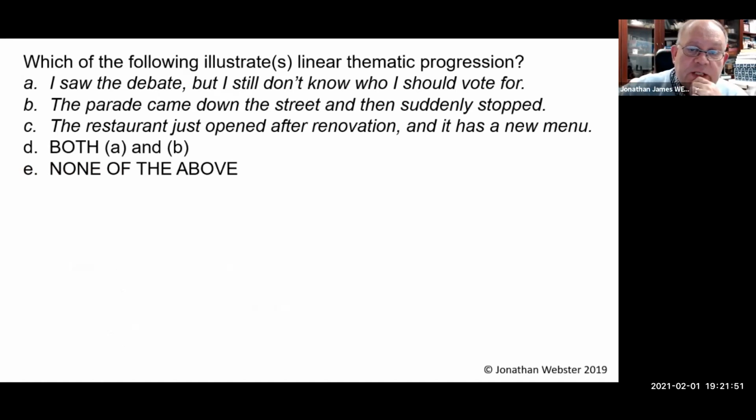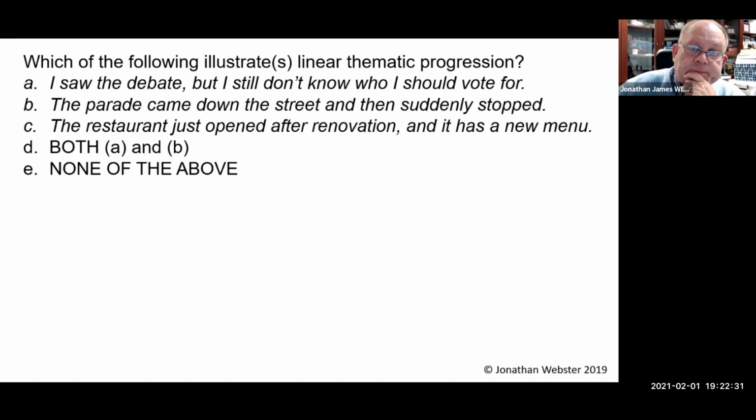Which of the following illustrates linear thematic progression? I saw the debate, but I still don't know who I should vote for. The parade came down the street and then suddenly stopped. The restaurant just opened after renovation and it has a new menu. Now remember, what is linear? Linear is where the focus becomes the theme. What occurs at the end of a clause is what occurs at the beginning of the next clause's theme.